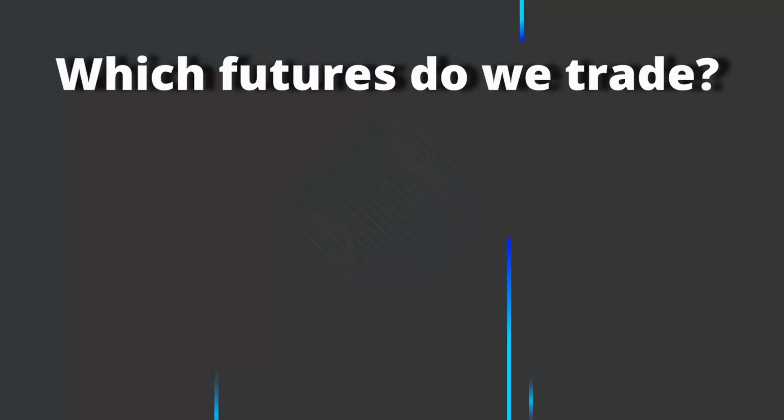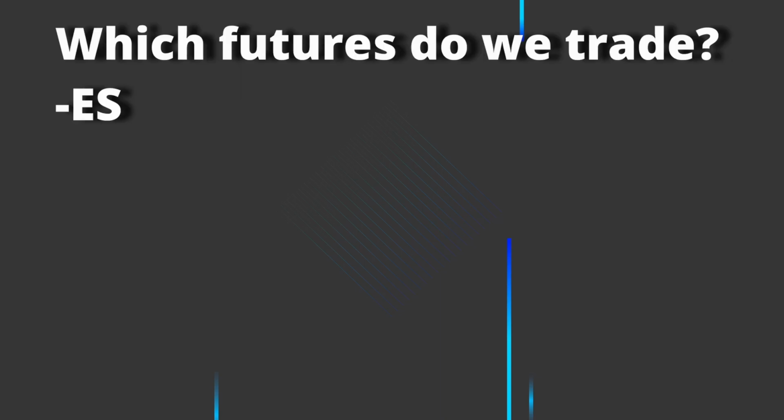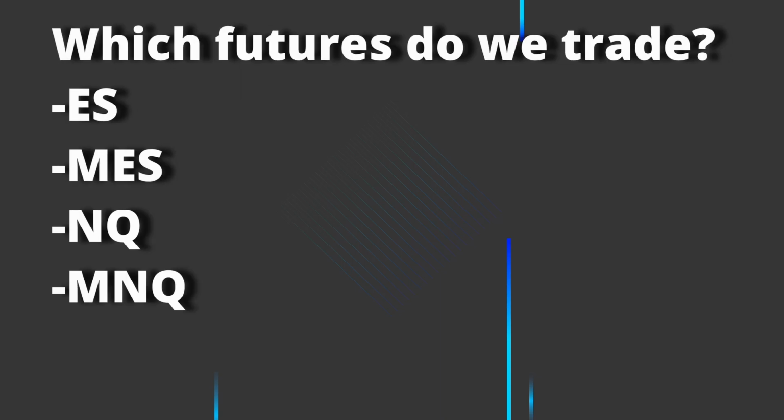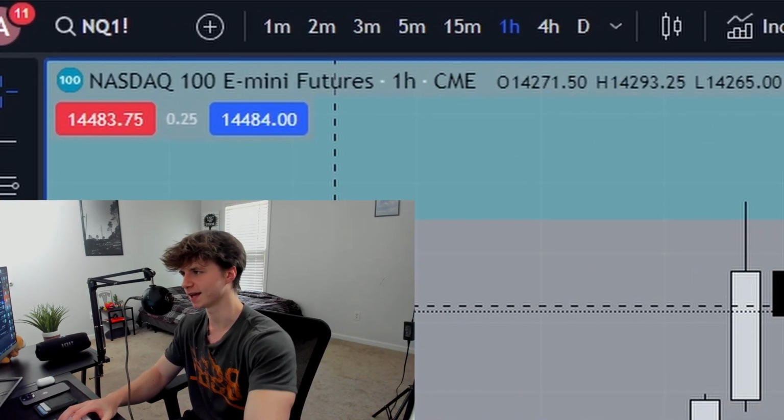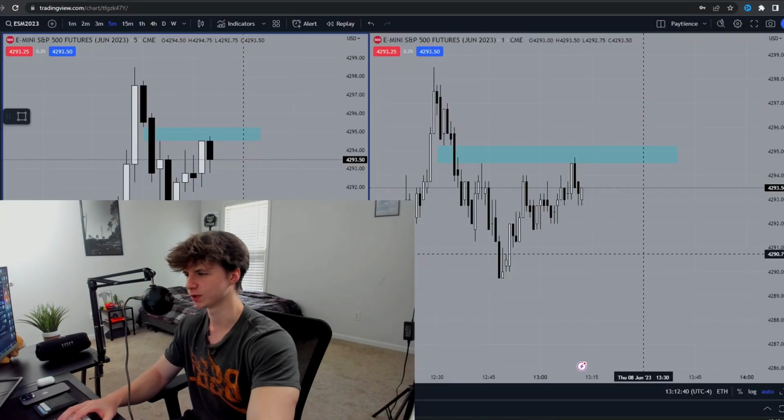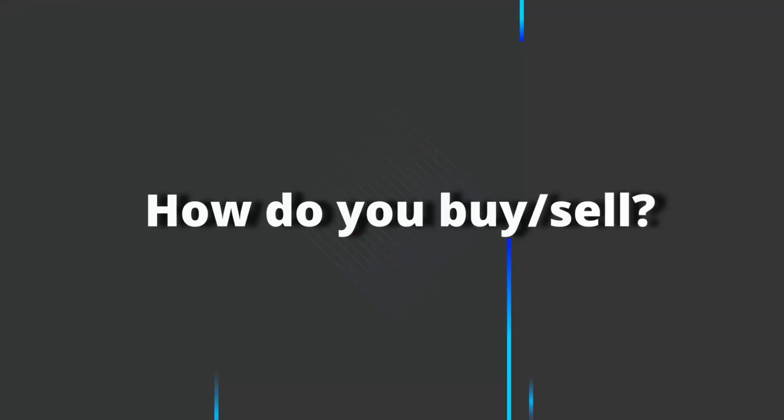So we mainly trade 4 things, okay? ES, MES, NQ, and MNQ. ES is the S&P 500 and NQ is the NASDAQ. If you don't know what that is, it doesn't really matter. It's just things you can trade. So how do you buy and sell stuff?